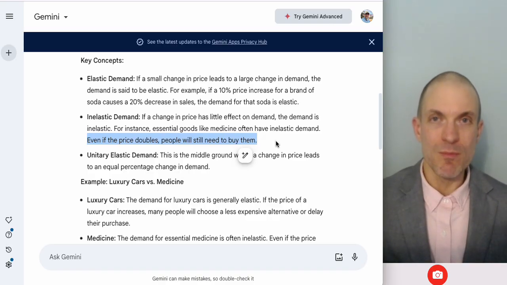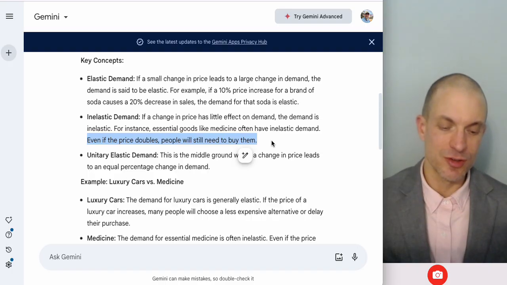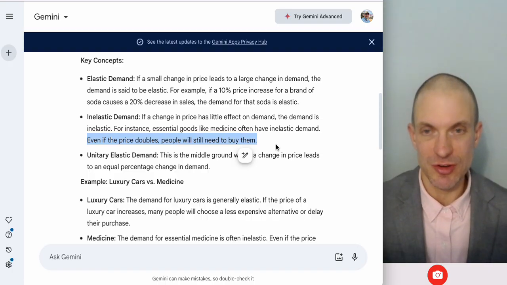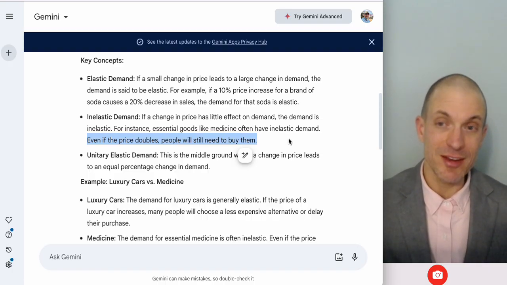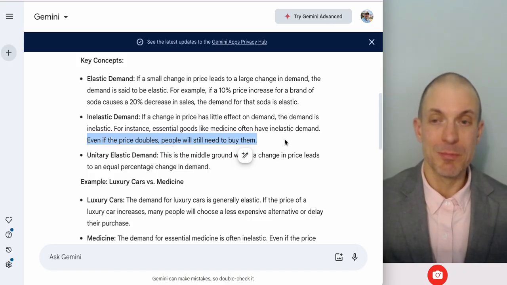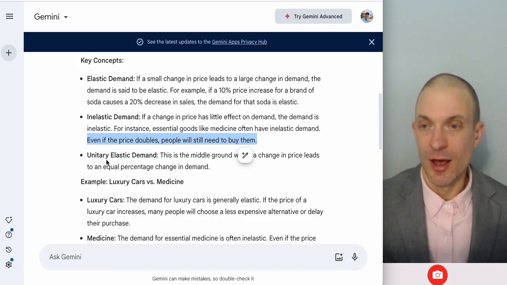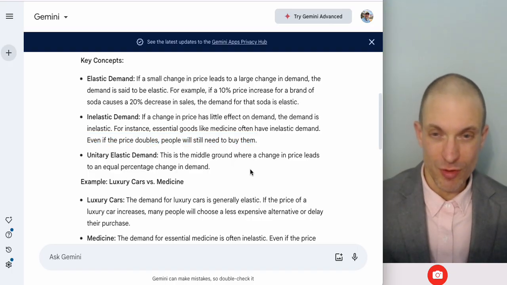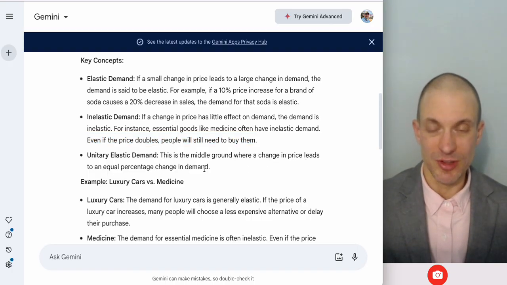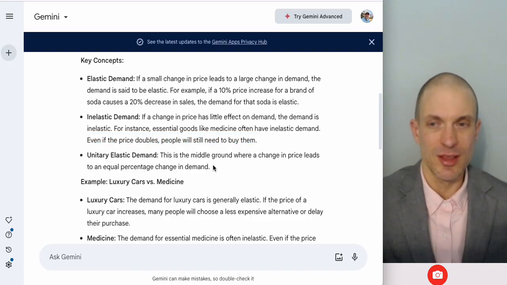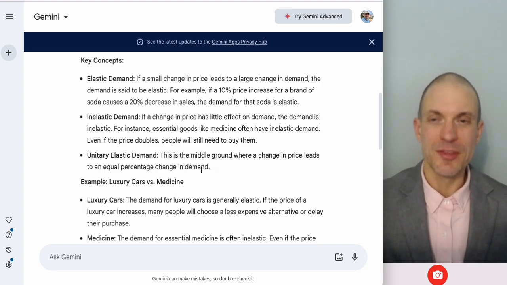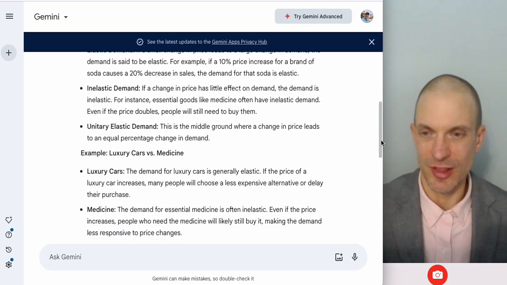Elasticity is how much does price cause a change in quantity, or how large of a change in quantity results from a given change in price. It's the relative magnitudes, the proportional change between price and quantity that's the key, which is why I gave the example that I did. Unit elastic: this is the middle ground where a change in price leads to an equal percentage change in demand. That's right. Also, that's an elasticity of 1. That's the midpoint of the demand curve. That's also the revenue maximizing point. But they didn't need to say all that stuff here, so that's fine.